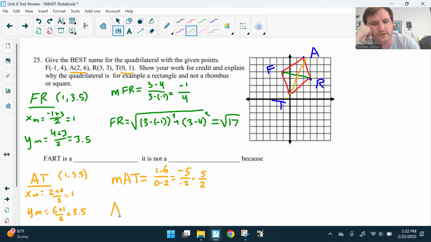Now the last thing we're going to do is the distance formula on AT. So 0 minus 2 squared plus 1 minus 6 squared.